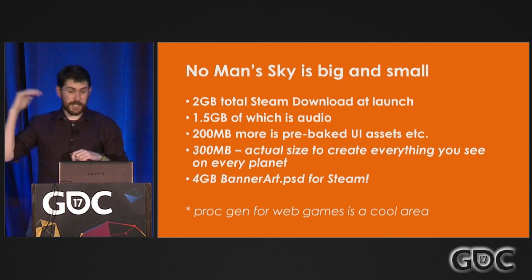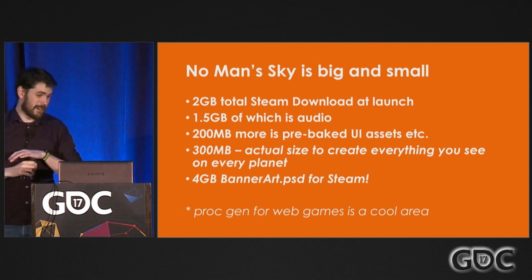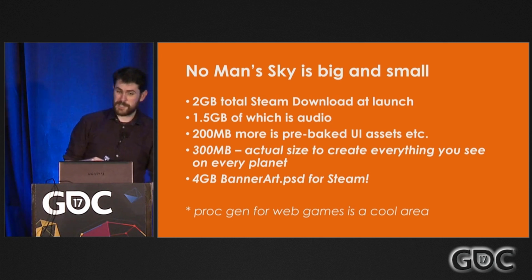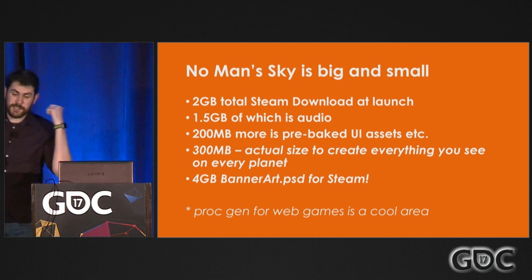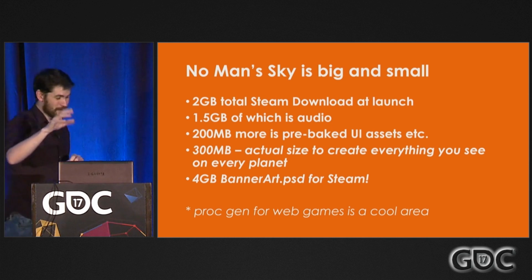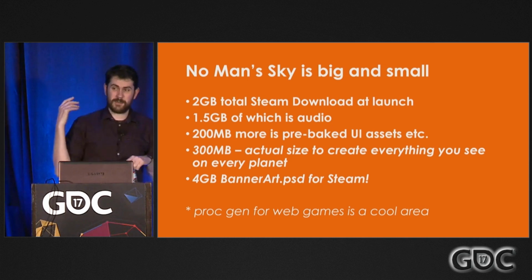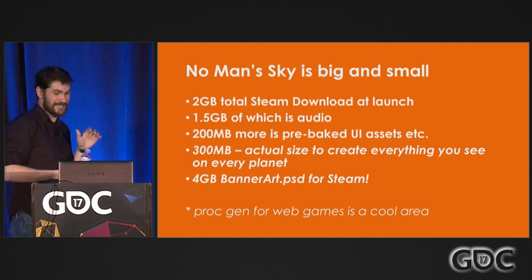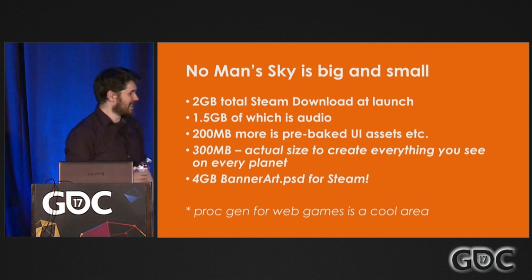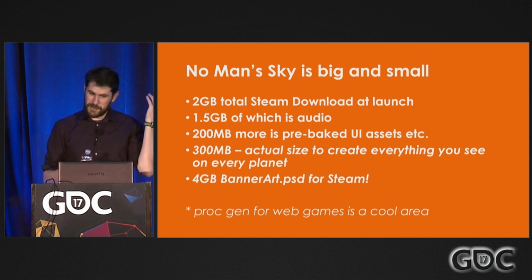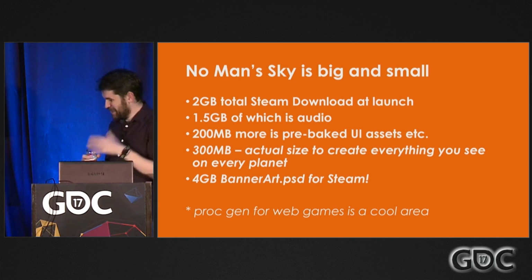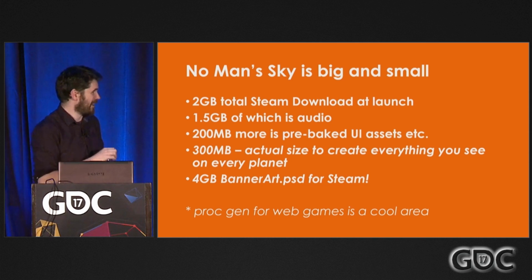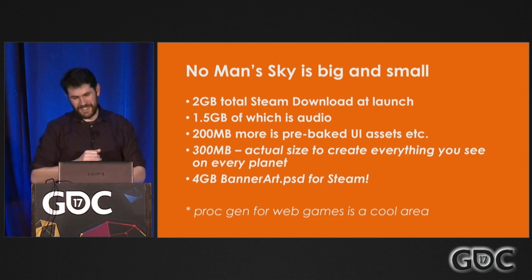It was a 2 gigabyte Steam download, but actually most of that was audio. Another 200 megs was pre-baked UI. So everything that you saw there in those screenshots, because they don't show UI and audio, was generated in about 300 megs, right? And that's super fun. I find that super cool. By contrast, when we uploaded for Steam, we had to upload our EXE, and that's 2 gigs, and our goddamn 4 gig banner PSD, you know.